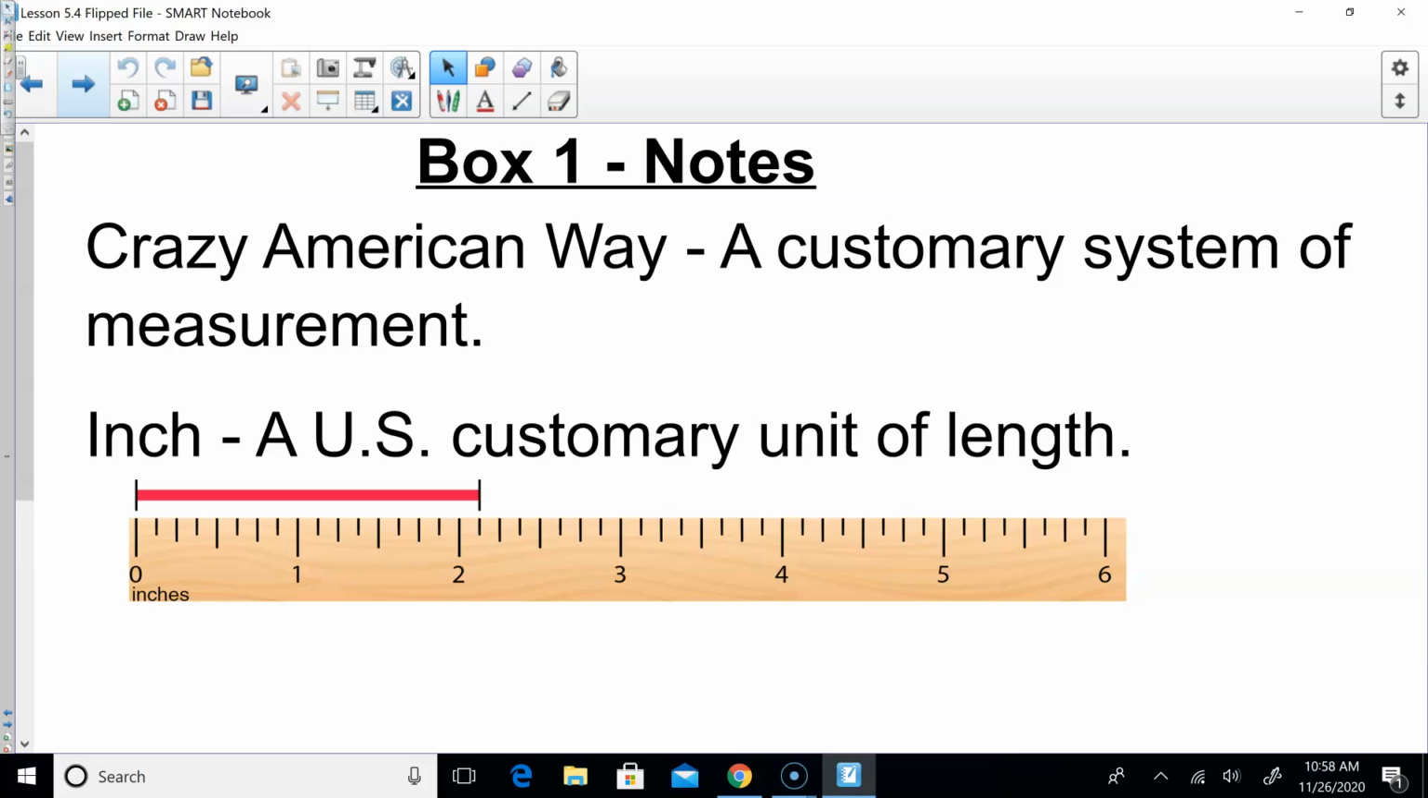So notice an inch, a U.S. customary unit of length. So what is an inch? An inch goes from this point right here, the 0, to this 1 right here. This would be an inch. So this is how we'd measure an inch. That is a unit of measurement. So you pause that down, write that down in your notes.